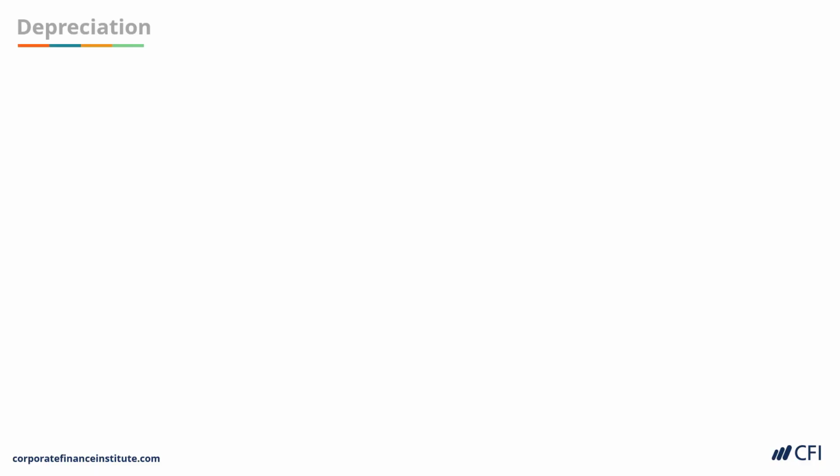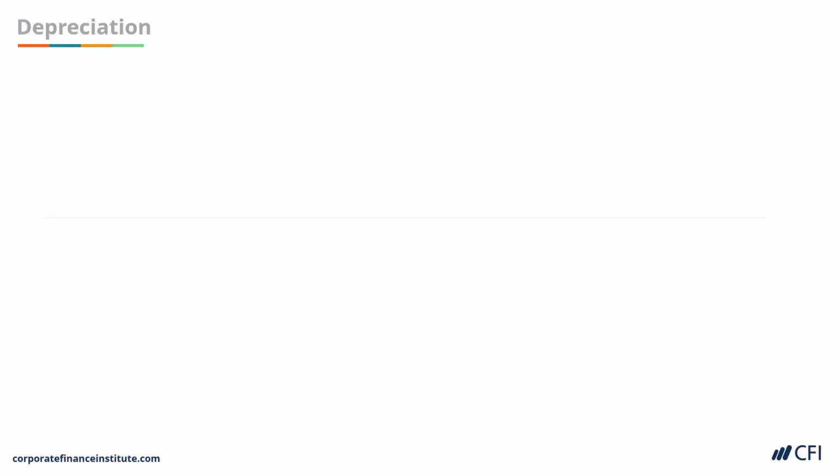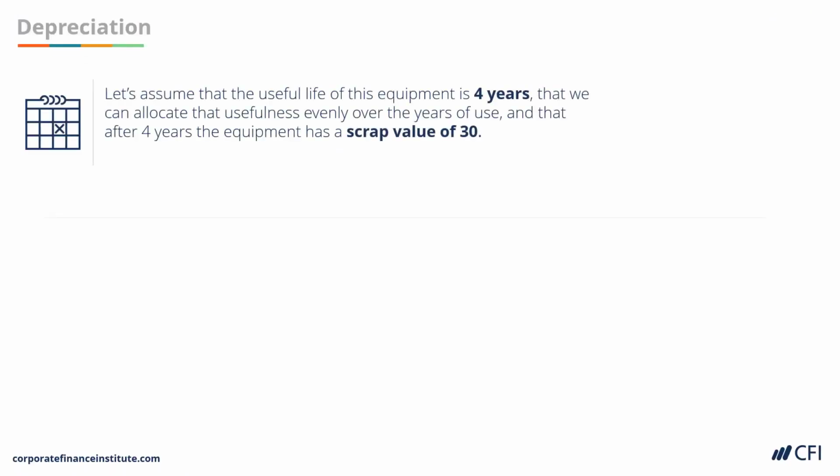Now let's cover depreciation expense. Recall from our balance sheet example that we purchased equipment of 80. This equipment of 80 was recorded as a non-current asset under the heading Property, Plant, and Equipment. Now, let's assume that the useful life of this equipment is 4 years. Let's also assume that we could allocate the usefulness of this equipment evenly over 4 years. And additionally, at the end of the 4 years, it will have a scrap value or salvage value of 30.